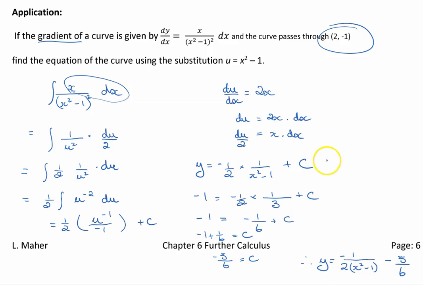And so our original function, back to here, now we've got our constant, and just tidying that up a little bit: negative 1 over 2 times (x squared minus 1), minus 5 on 6.